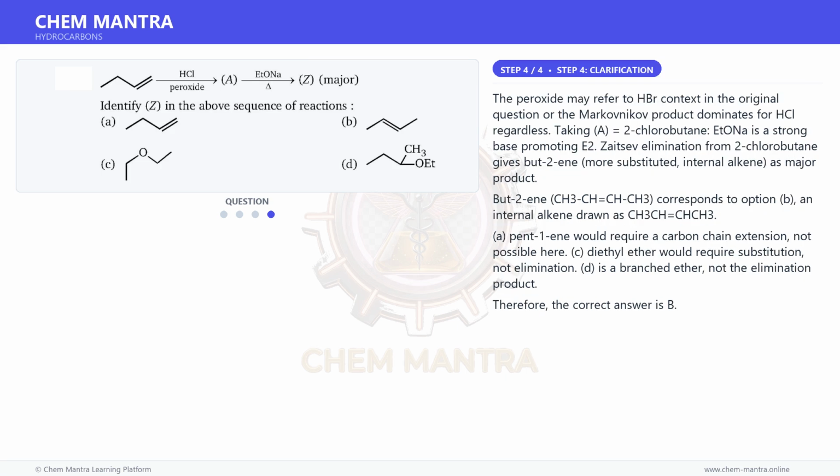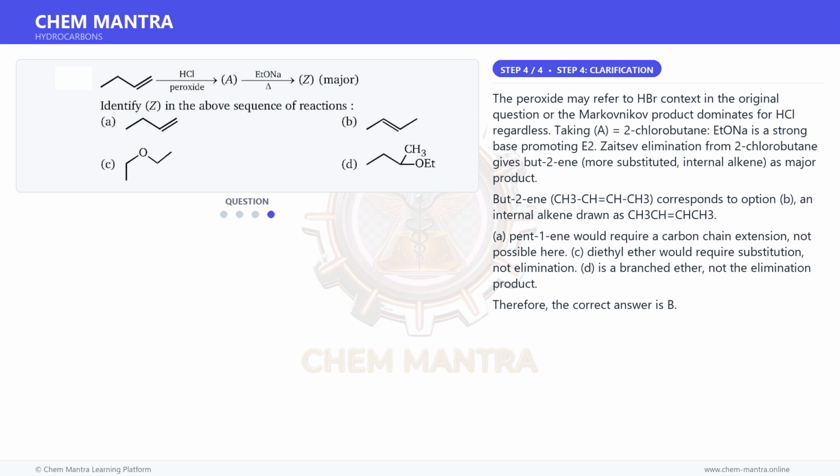And for the final step, the peroxide may refer to HBr context in the original question, or the Markovnikov product dominates for HCl regardless. Taking A as 2-chlorobutane, EtONa is a strong base promoting E2. Zaitsev elimination from 2-chlorobutane gives but-2-ene, the more substituted, internal alkene, as major product. But-2-ene, CH3CH=CHCH3, corresponds to option B, an internal alkene drawn as CH3CH=CH3. A.